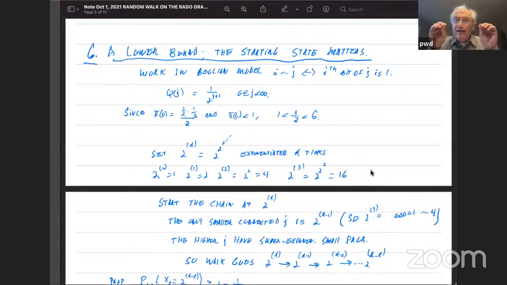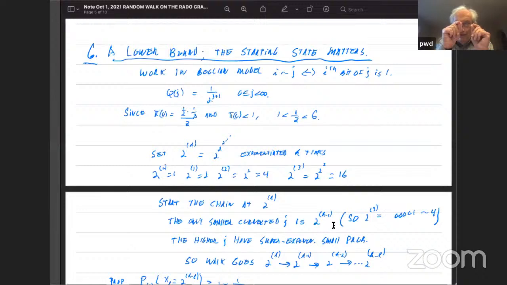I'm going to start the chain out at 2 to the k. I can start it where I want for a lower bound. Now, I know this connectivity. The only smaller j that's connected to 2 to the k is 2 to the k minus 1. So that, for example, 16 has a 1 in position 0, 1, 2, 3, 4. And so it's connected to 4, and it's not connected to anything else. So that's easy, but you have to remember the definitions. The only smaller j connected to 2 to the k is 2 to the k minus 1.